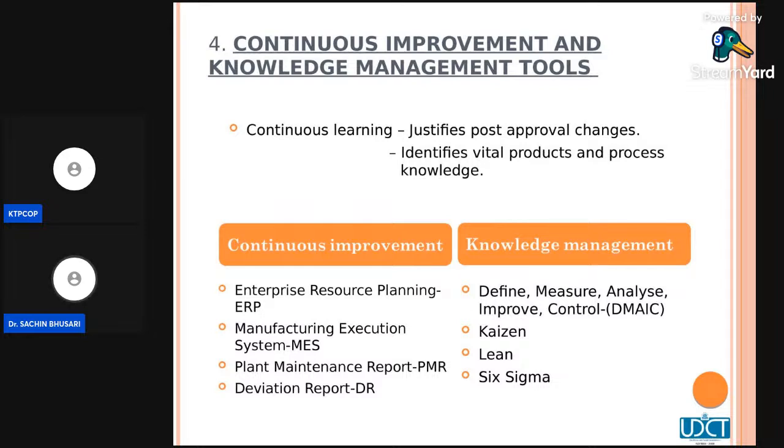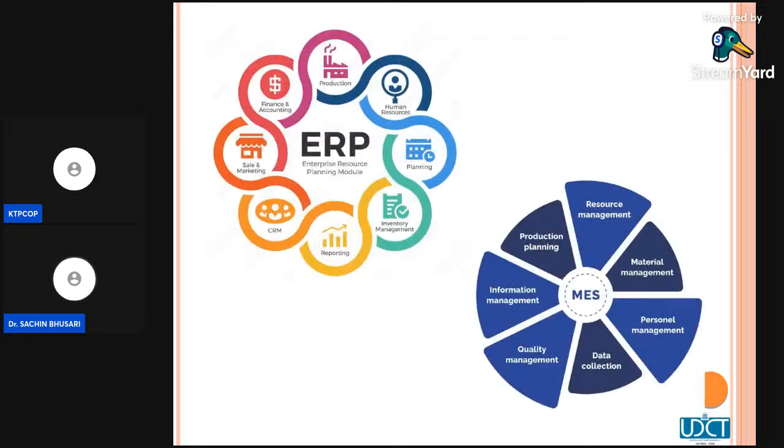ERP, Enterprise Resource Planning tool is there. MES tool is there, Manufacturing Execution System is there. Plant Maintenance Report, PMR is there. Deviation reports are there. And some of the knowledge management tools are there: Kaizen, Lean, Six Sigma. We'll have this.